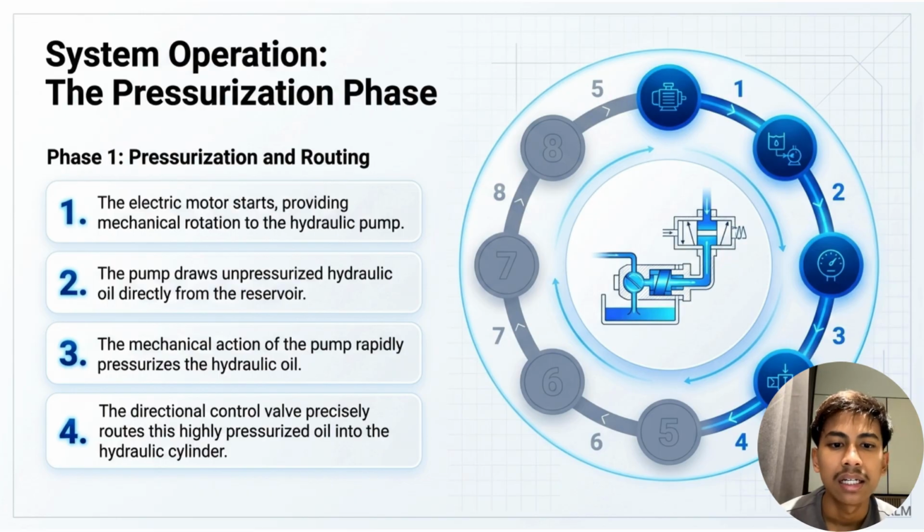At this stage, the oil is still at low pressure. For the next step, as the pump rotates, it pressurizes the hydraulic oil, converting mechanical energy into hydraulic energy. For the fourth step, finally the directional control valve directs the high pressure hydraulic oil to the hydraulic cylinder, where it is ready to produce force and perform mechanical work.